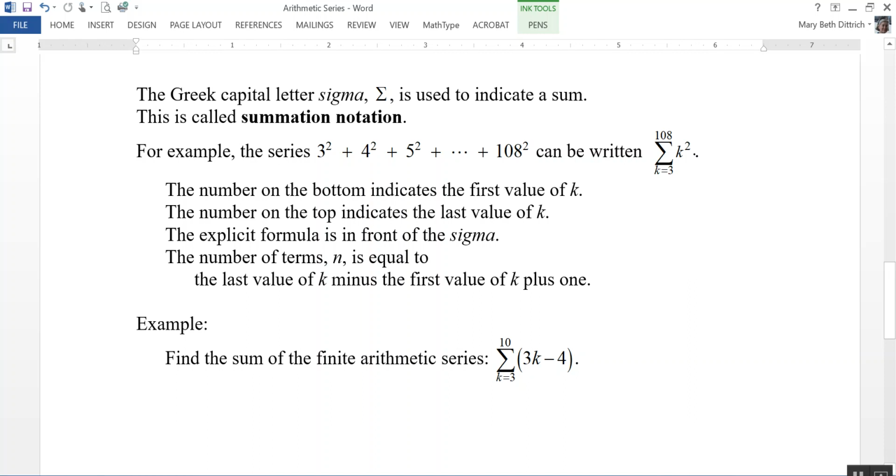And the number of terms, which is n, is equal to the last value of k minus the first value of k plus 1. And this deals with counting. So how many numbers are there between 3 and 108? I need to do 108 minus 3 and add 1. Because if I just do the subtraction, I'm not taking into account either the 3 or the 108. Let's do an example of this.